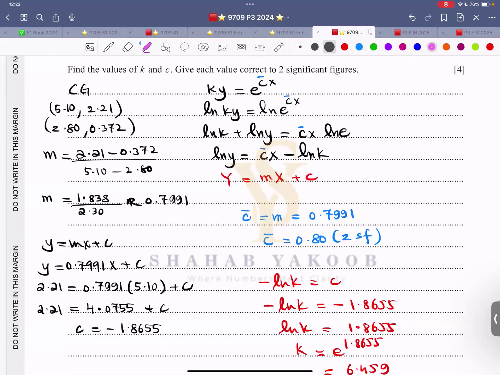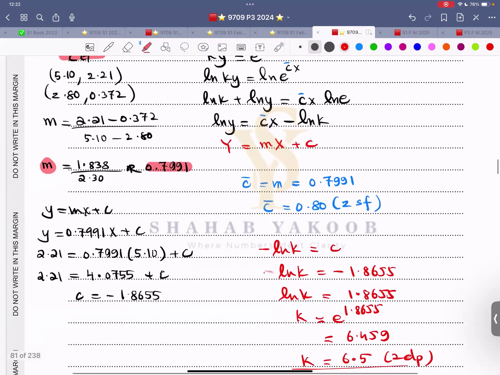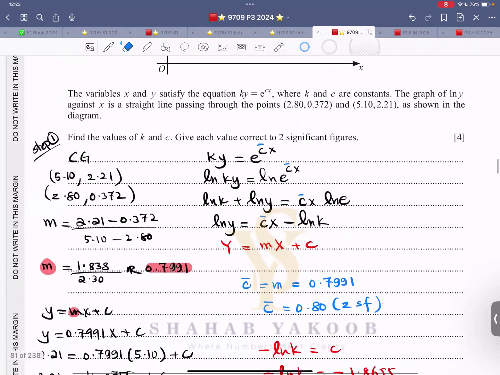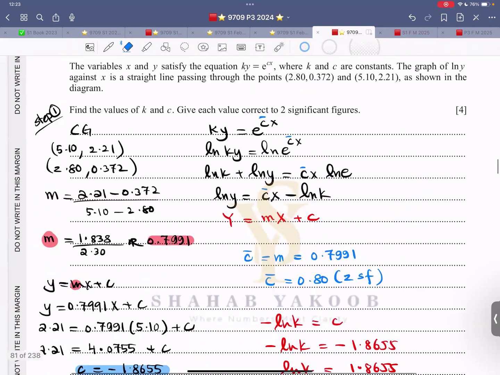So step number 1 is what? Step number 1 is coordinate geometry. Find the gradient. That's right over here. Plug in this equation the gradient, and find the y-intercept. That's right over here. That is coordinate geometry. That is step number 1. So let me write over here. This is step number 1. And the next thing, that is step number 2. That's right over here.